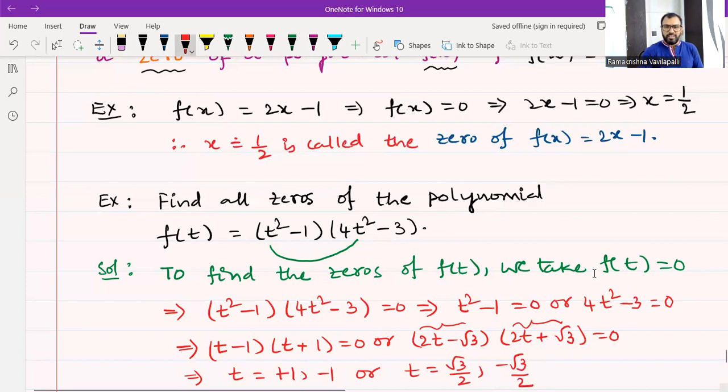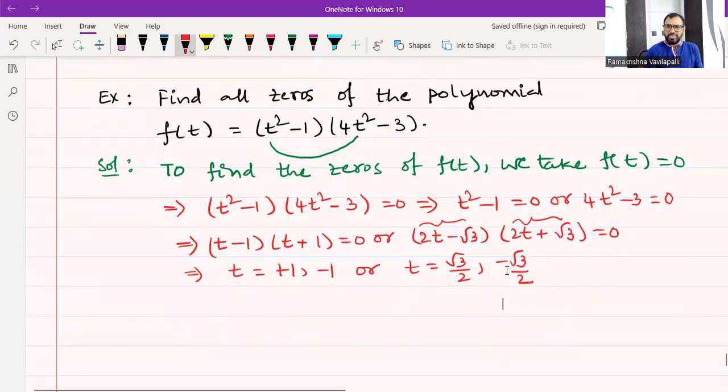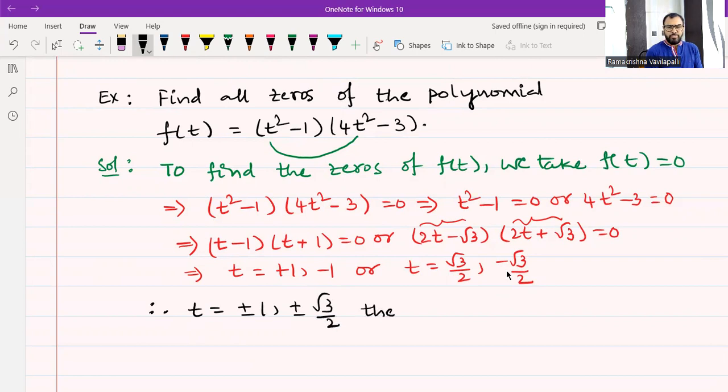So we got 4 zeros. Therefore t equal to plus or minus 1, plus or minus root 3 by 2 are the zeros of f of x, the zeros of the polynomial f of x.